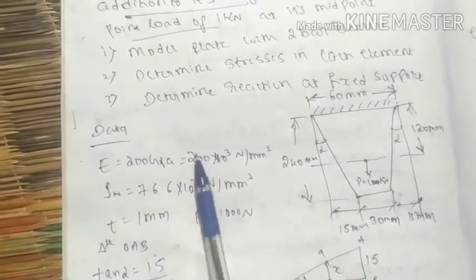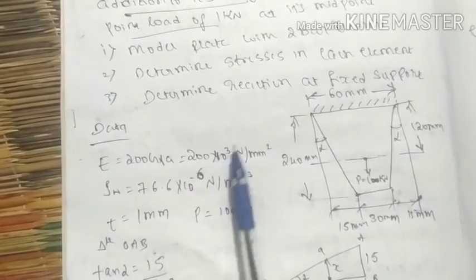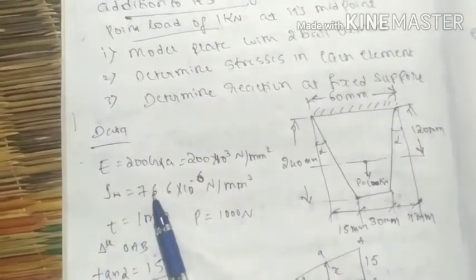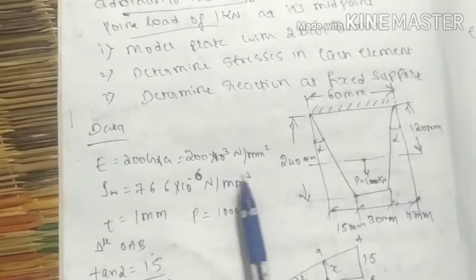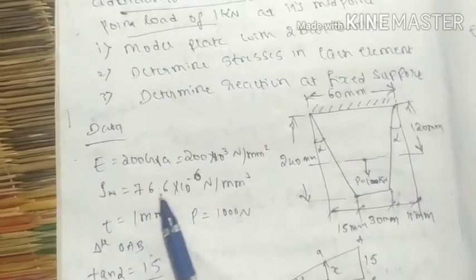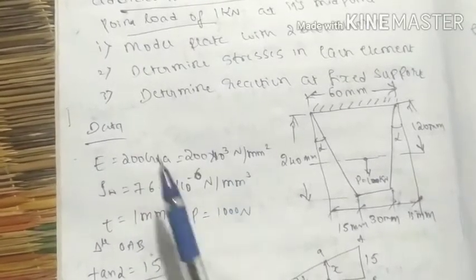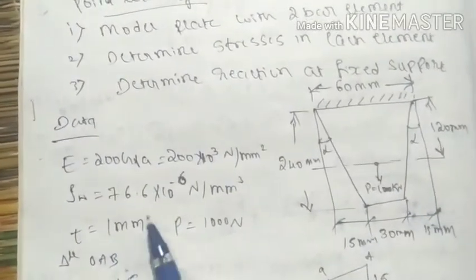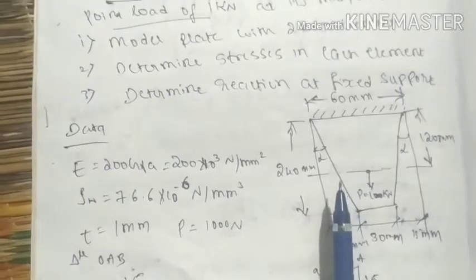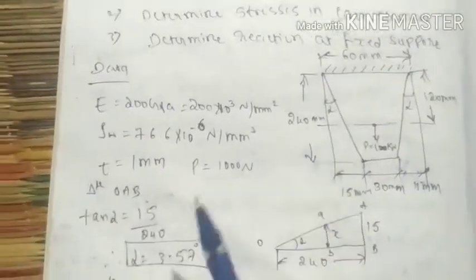So let's solve it. Write the given data. E is equal to 200 GPa, which converts to 200 into 10 raised to 3 N per mm square. The weight density is 76.6 into 10 raised to minus 6 Newton per mm cube. See how I said weight density, based on the unit. Suppose if it is kg per mm cube, then it is mass density. Then thickness is given as 1 mm and load is 1 kN, that is 1000 Newton.